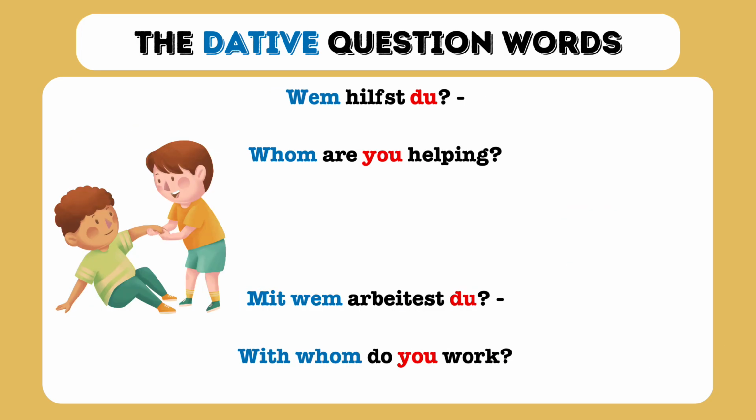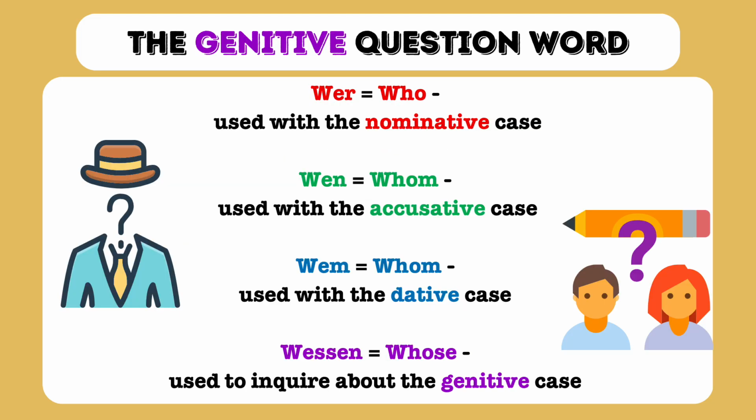In the next one, the verb helfen is a dative verb, so the object of the dative verb is, of course, dative. Wem hilfst du? Whom are you helping? In the last one, we have a dative preposition, which is mit. Mit wem arbeitest du? With whom do you work? Again, we use the dative case question word because we used a dative preposition, mit. Mit wem? With whom?